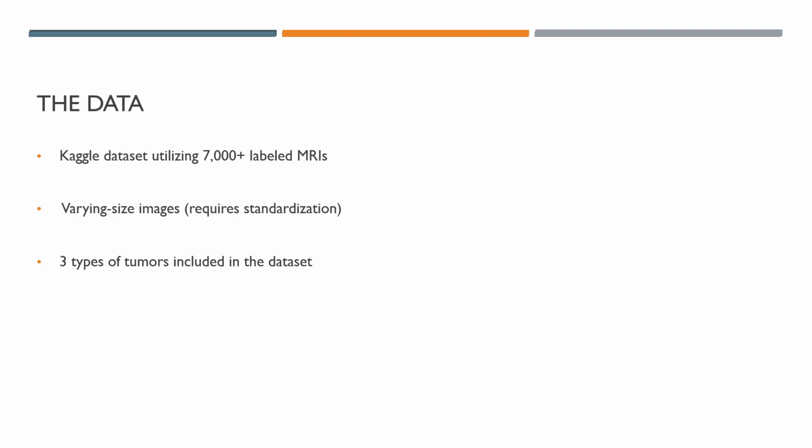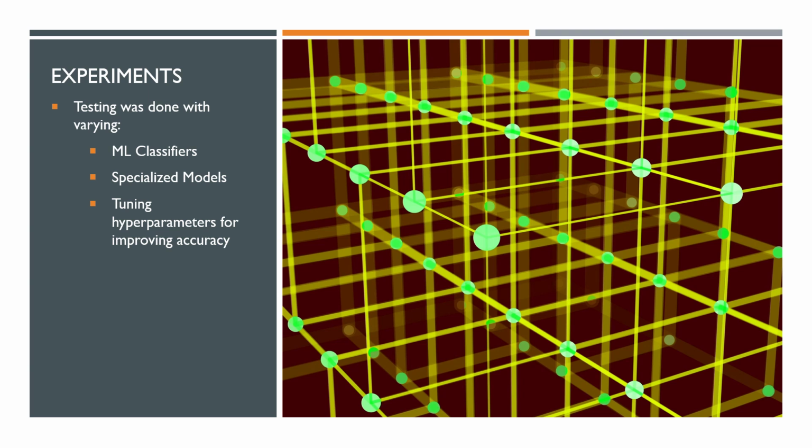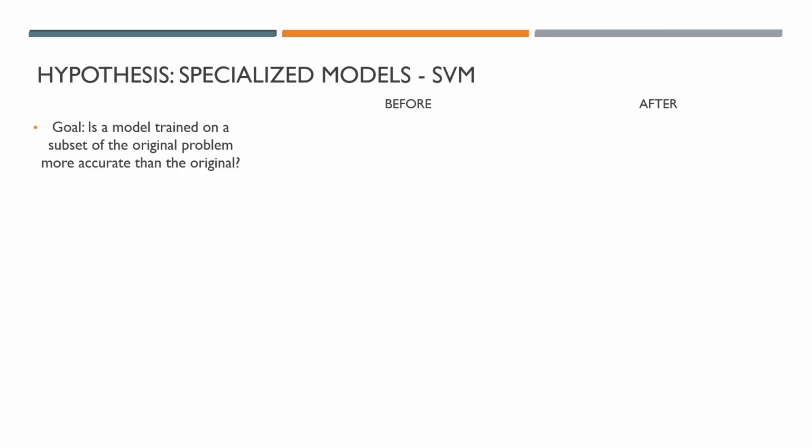With the data covered, I'll talk about the experiments that I conducted. These experiments used three different machine learning classifiers, which were k-nearest neighbors, support vector machines, and convolutional neural networks. Another experiment that I wanted to try was the specialized models, which I'll talk about shortly. The last one was the tuning of the hyperparameters for these machine learning classifiers in order to improve the accuracy of the models. I'll start with my first and most anticipated theory. This was the specialized models.